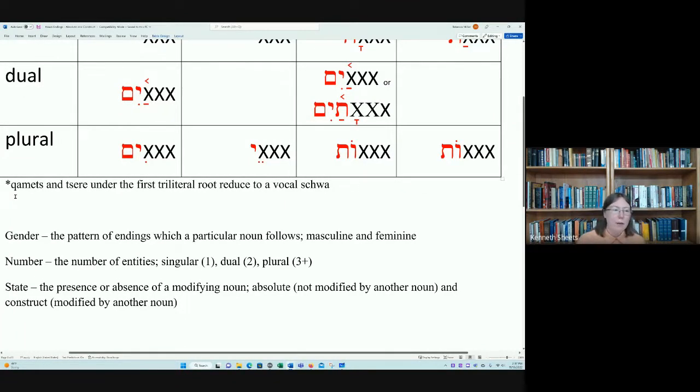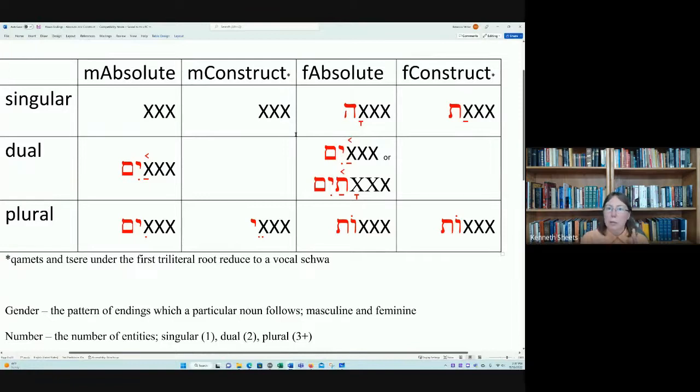We have two different vowels that are going to have a tendency to reduce to a vocal schwa when they are underneath the first triliteral root. So qamets and tsere under the first triliteral root have a tendency to reduce to a vocal schwa when they are in that position. And this is going to be one of the ways that you can tell the difference in form between a construct noun and an absolute noun.